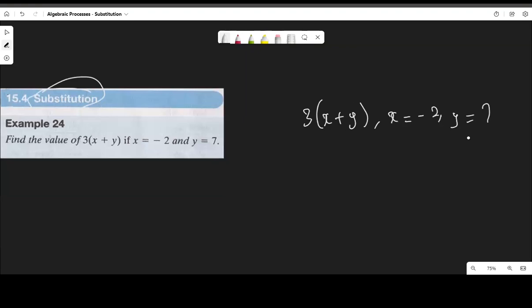We also replace y with the value of y given to us, so that this becomes 3 times (-2 plus 7). -2 because x is -2 and 7 because y is 7. And that will give me 3 times, -2 plus 7 is 5. So 3 times 5 is 15.